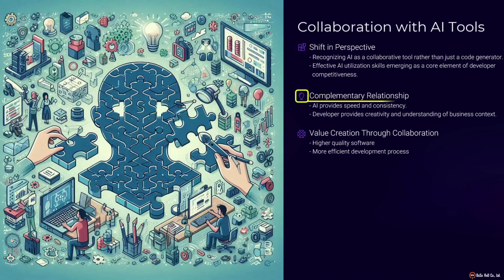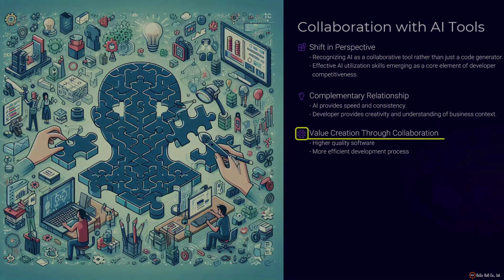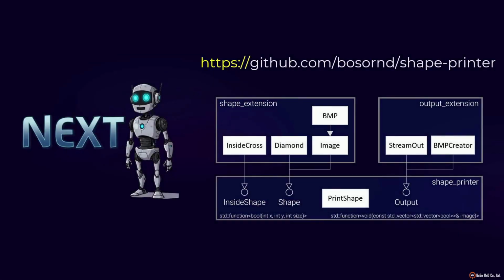Ultimately, AI and developers have a complementary relationship. AI provides speed and consistency, and developers provide creativity and understanding of the business context. Through this collaboration, we can develop higher quality software more efficiently. In the next lecture, we will leverage the powerful capabilities of GitHub Copilot to further advance the diamond shape printing project.